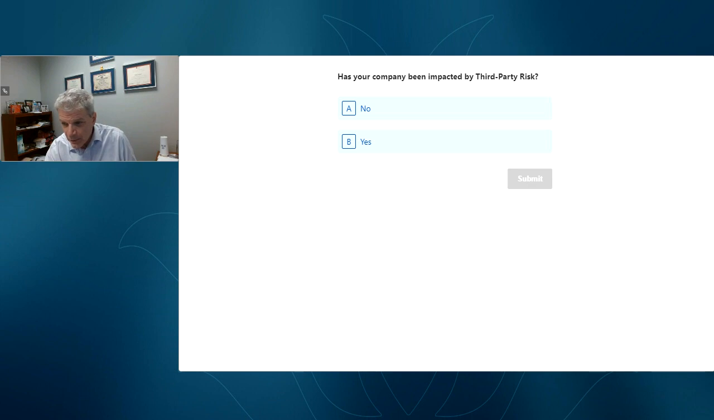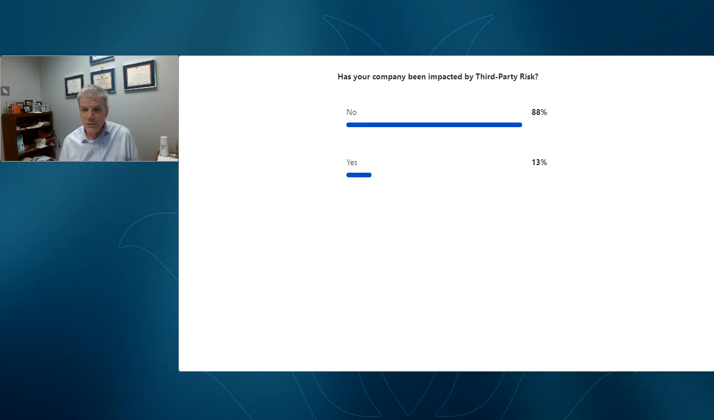All right, we're about where we were for the first polling question. So let's see what the results are. The good news is that almost 90% of us have not been impacted by third-party risk. That's good. Like I said, the statistics overall are that approximately low 50% of people are.